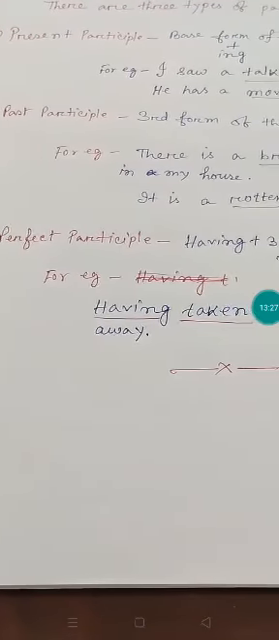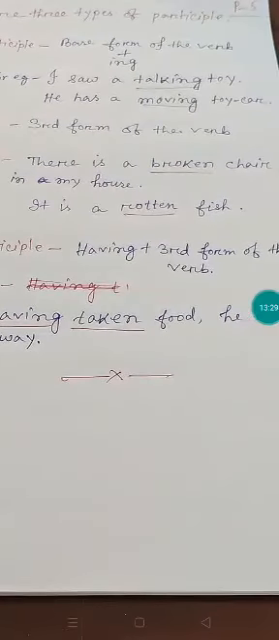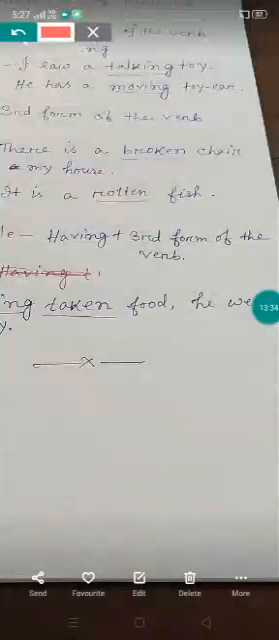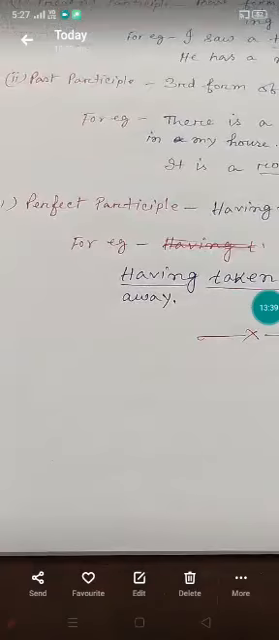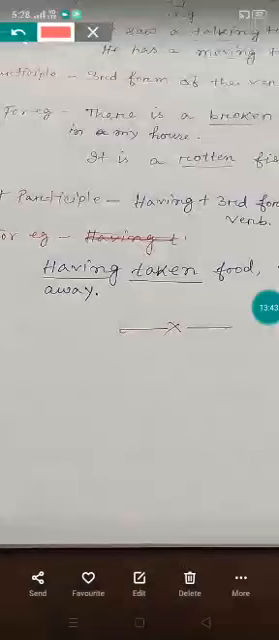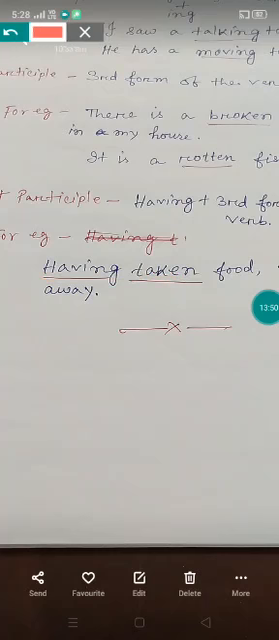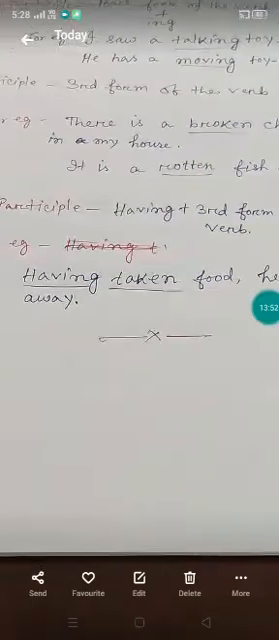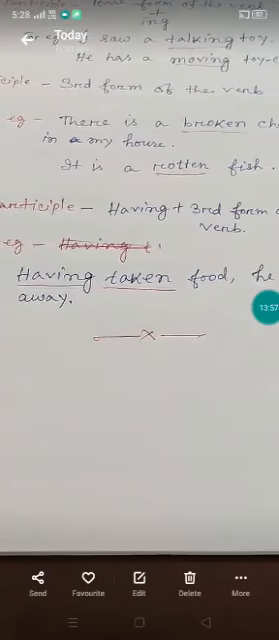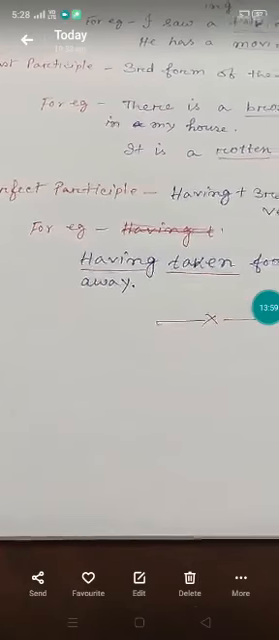Coming to the perfect participle. Having plus third form of the verb. So having plus third form of the verb, it is called perfect participle. For example, having taken food. That means having plus third form of the verb. Taken, take, took, taken, we all know. So having taken food, he went away. That means here I have used the perfect participle.